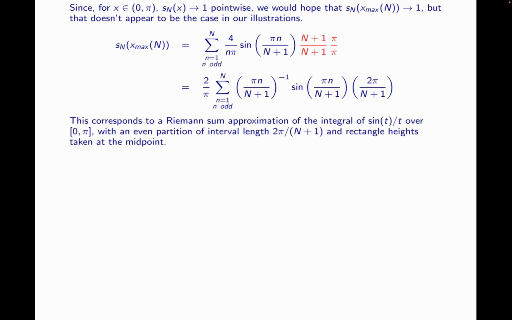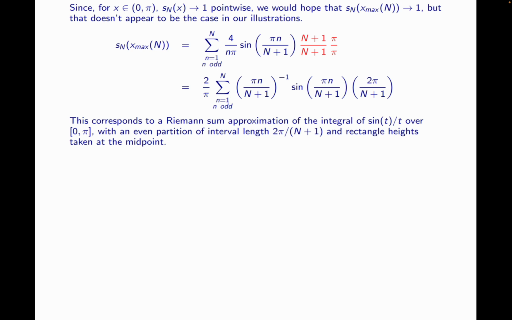So if I look carefully, I see that this actually corresponds to a Riemann sum approximation of the integral of sine t times the reciprocal of t over the interval 0 to pi, where our particular Riemann rectangles correspond to an evenly spaced partition of intervals of length 2 pi over n plus 1. And the heights of my Riemann rectangles are calculated at the midpoint of each partition.